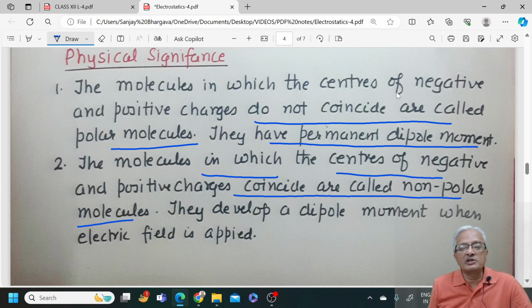The center of positive and negative charge separates out, and an induced dipole moment is produced on the application of the electric field. So when non-polar molecules are kept in the field, what happens? The electric field has to work, first, to produce the dipole moment, and secondly, to align the dipoles in the direction of the electric field.